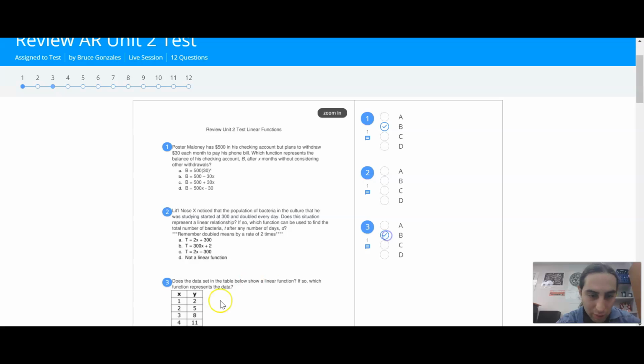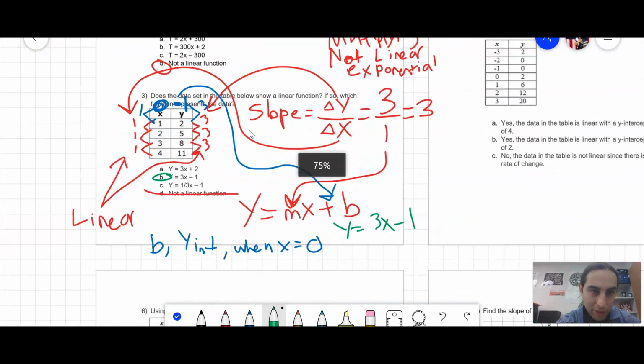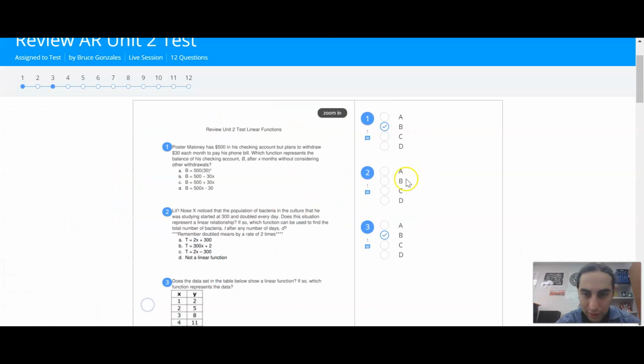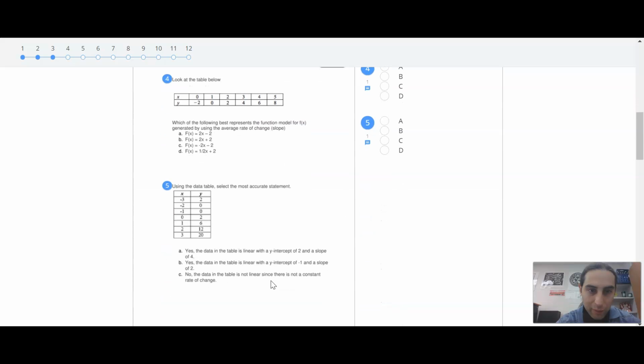So 3 was B. Oh wait, I didn't write down number 2. What was number 2? 2 is D, sorry. Let's put that down here too. And then we'll move on to number 4.